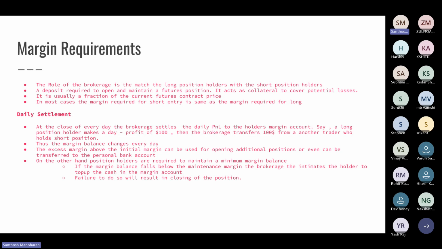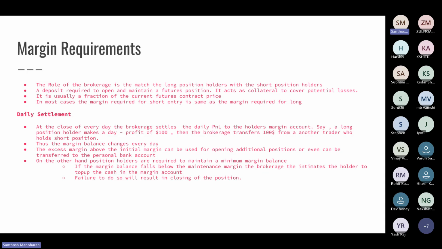the brokerage, say a long position holder makes a profit of $100. The brokerage literally transfers $100 from the margin account of the short seller to the long seller, the matched seller. So the long seller can use the additional $100 as he pleases. He can literally transfer it to his own account. He can enter an additional position with the $100 and so on.